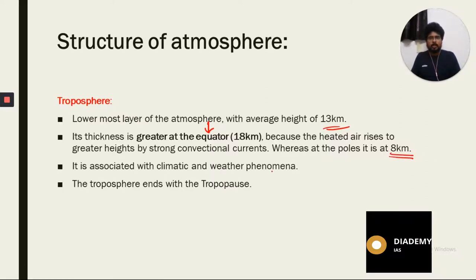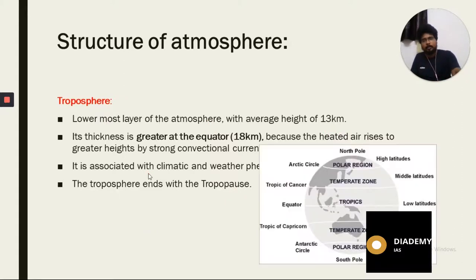It is also associated with climate and weather phenomena. The troposphere ends with the tropopause. So the tropopause is nothing but the transition layer between the troposphere and the stratosphere. Tropopause is the transition layer between the troposphere and the stratosphere.